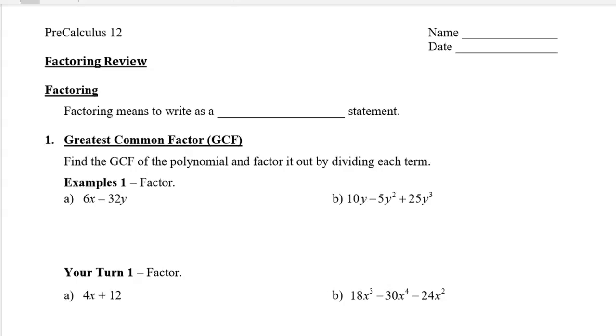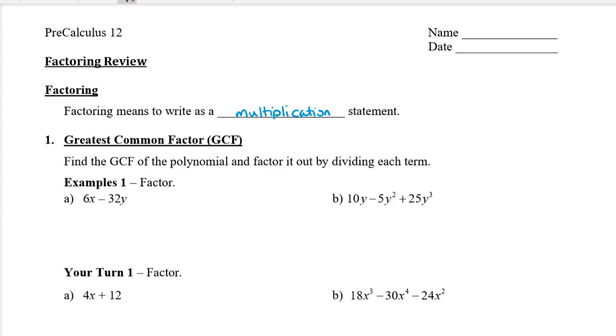In this video, I'm going to review with you how to factor. Factoring means to write as a multiplication statement. Now, when we factor, the first thing that we want to do is to see if there's a greatest common factor, or GCF, and factor that out first. Once you've done that, then you will proceed to other factoring techniques.